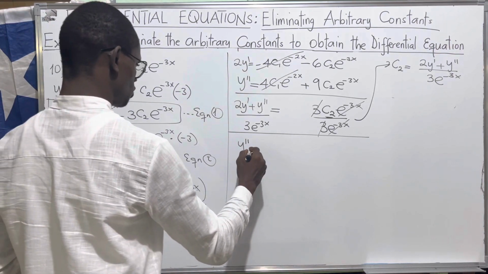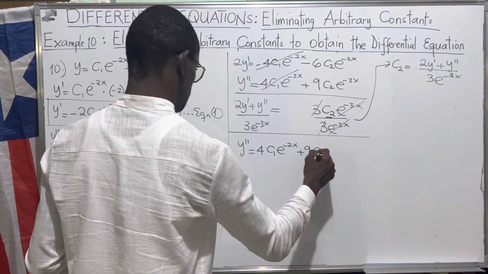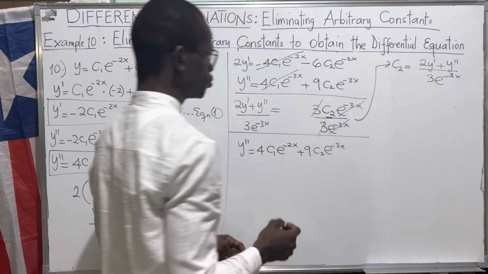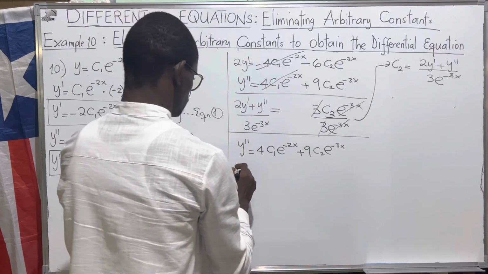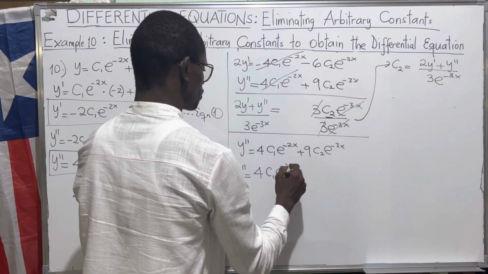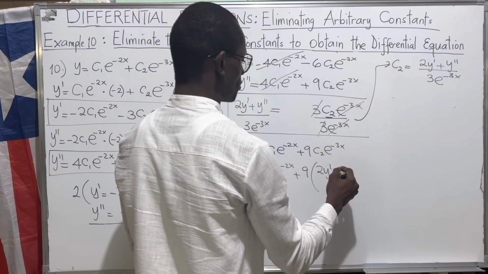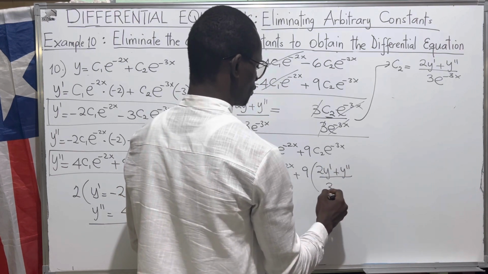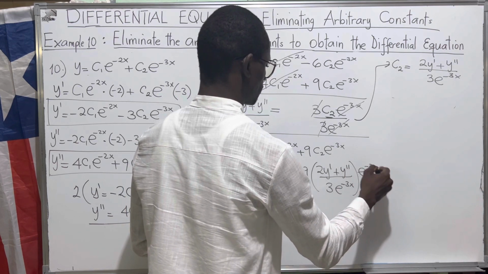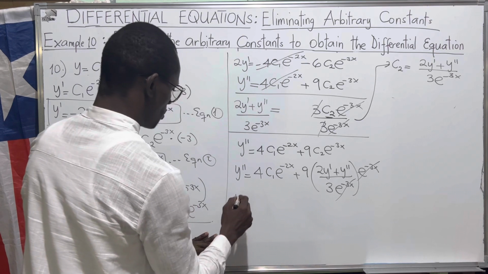So y prime prime equals 4 c1 e raised to the power minus 2x plus 9 c2 e raised to the power minus 3x. What do I know? I know c2 to be equal to that expression. So I will have y prime prime equals 4 c1 e raised to the power minus 2x plus 9 times c2, which is now (2y prime plus y prime prime) all over 3 e raised to the power minus 3x, times e raised to the power minus 3x. So this and this will cancel, and I'm left with y prime prime.